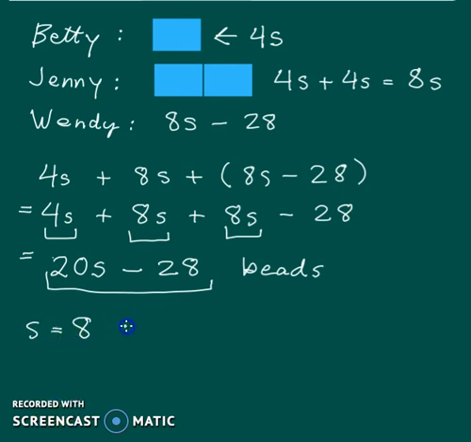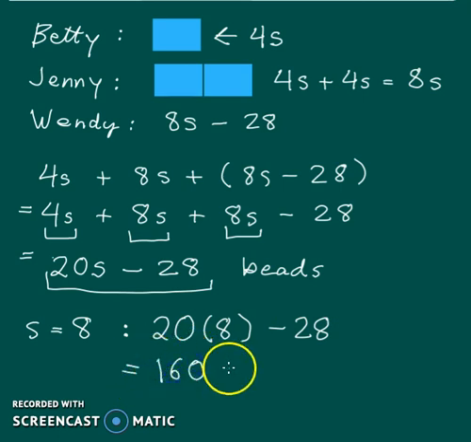So let's substitute S for 8. So instead of 20S, we will write 20 times 8, and then we'll subtract 28. So that's equal to 160 minus 28, which comes to 132 beads.